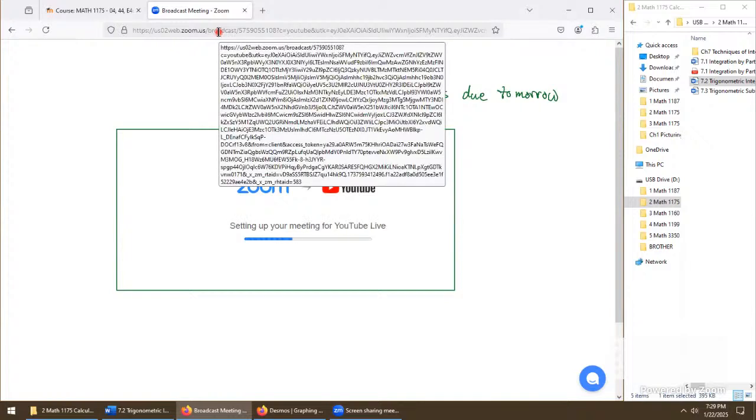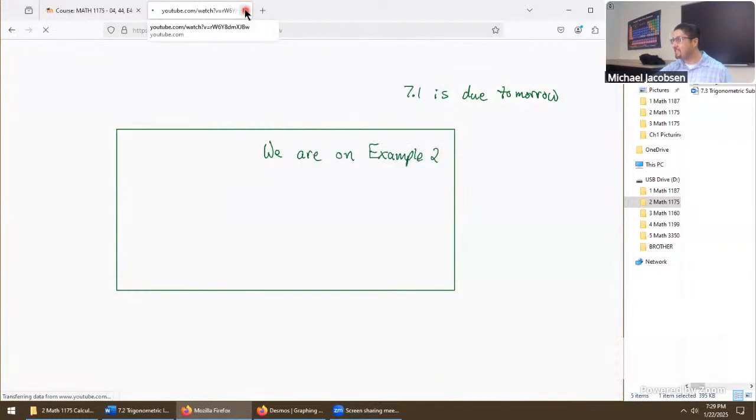I never noticed that before. That's one impressive link that Zoom provides. Interesting.